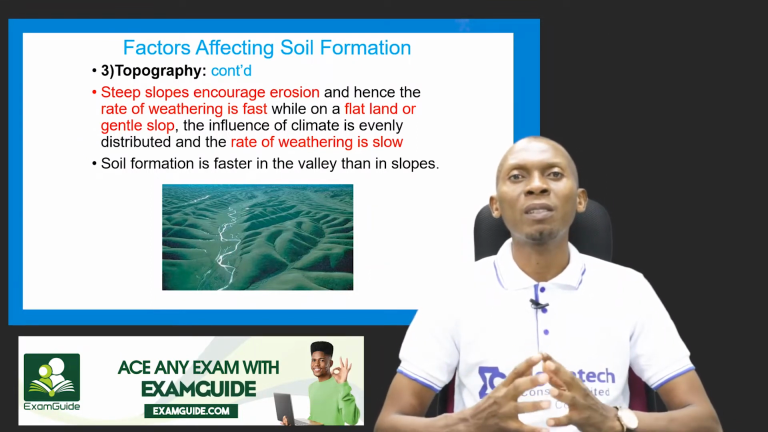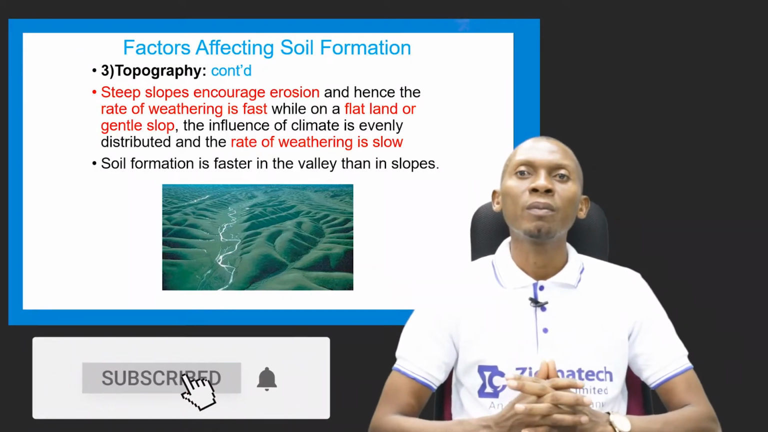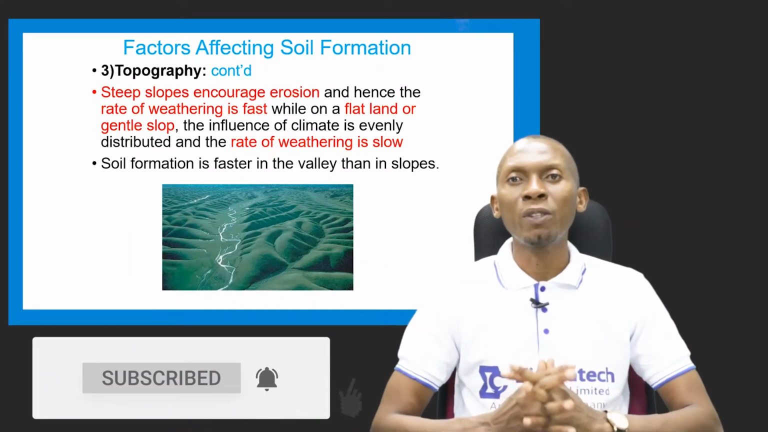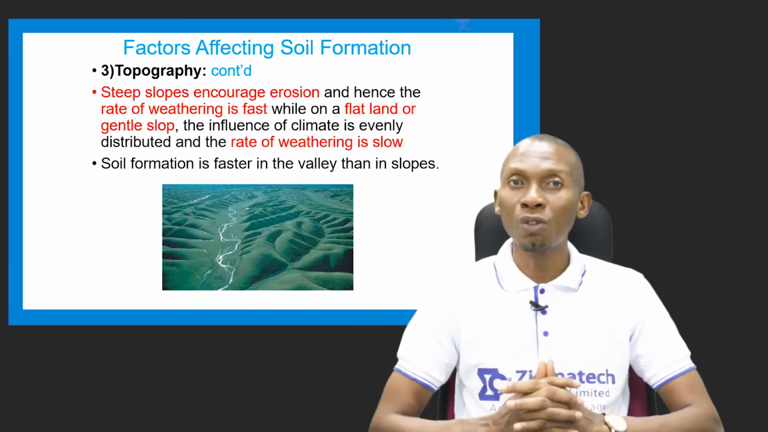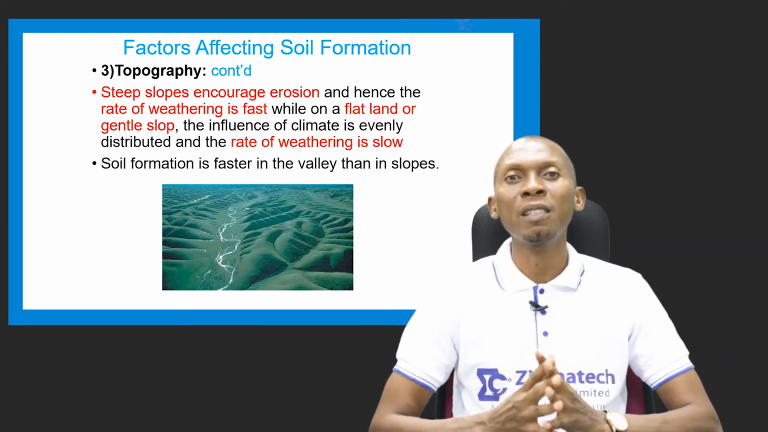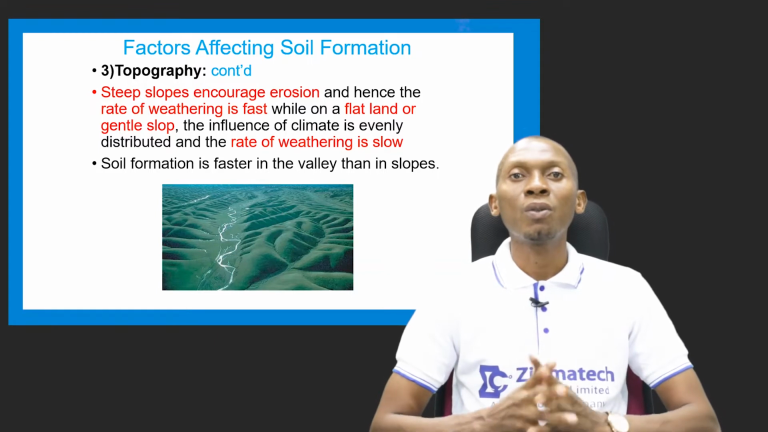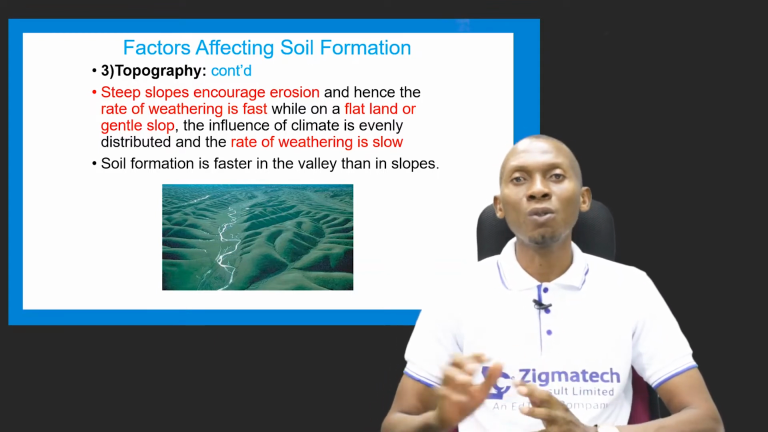But if the slope is flat, maybe a flat land or a gentle slope, you will find out that the rate of weathering will be slow, because the climate will be evenly distributed, and in this case, the rate of weathering will be slow as against if it is a steep slope. So soil formation is usually faster in valleys than in sloping areas.